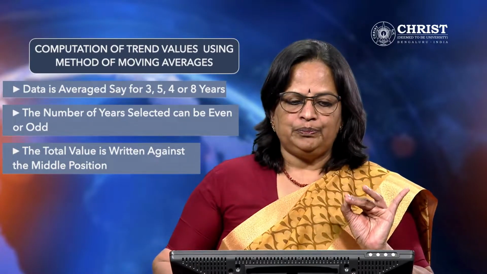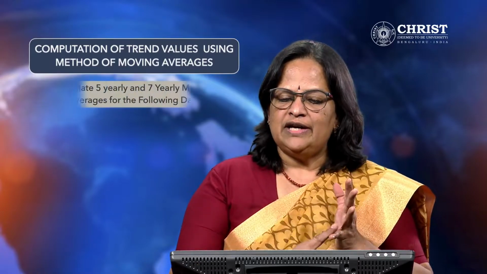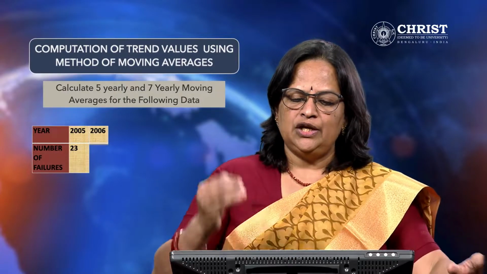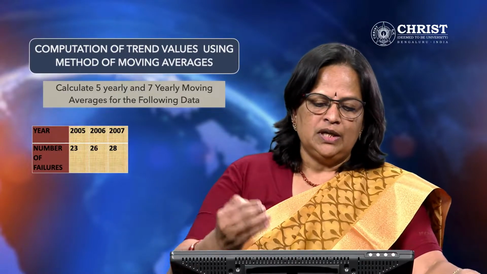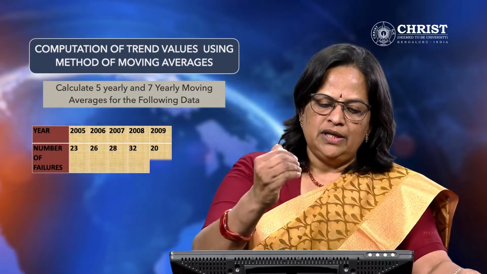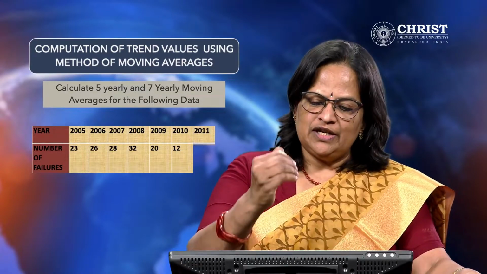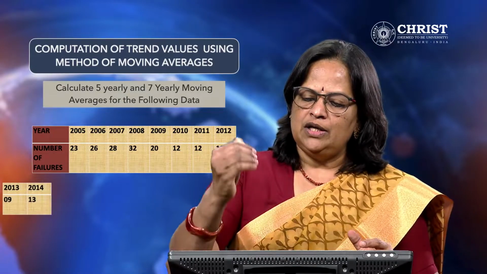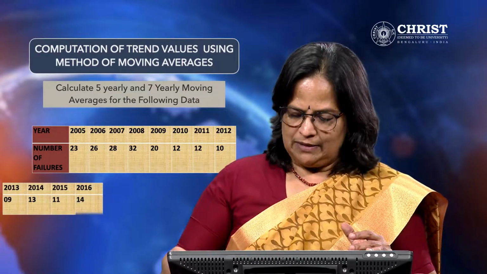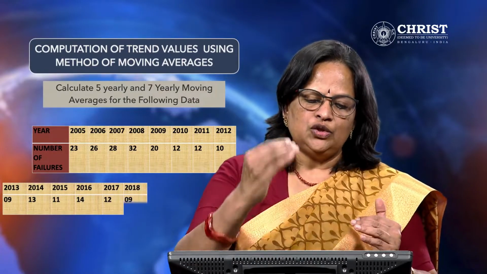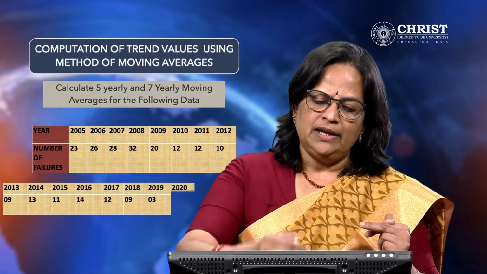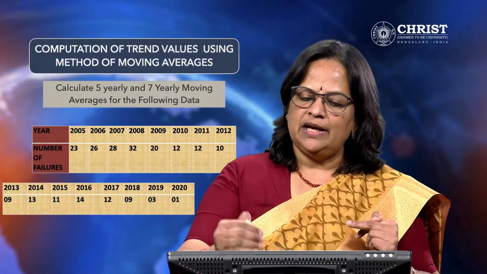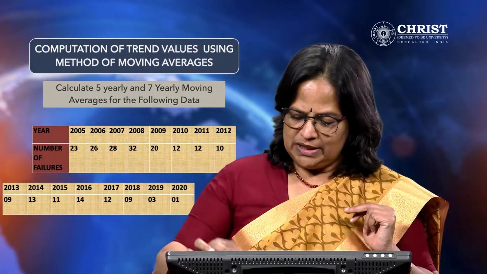So the first problem: calculate 5-yearly and 7-yearly moving averages for the following data about the number of commercial failures in India during 2005 to 2020. Year 2005 it is 23, 2006 is 26, 2007 28, 2008 32, 2009 20, 2010 12, 2011 12, 2012 10. Now 2013 it's 9, 2014 13, 2015 11, 2016 14, 2017 12, 2018 9, 2019 3 and 2020 1.